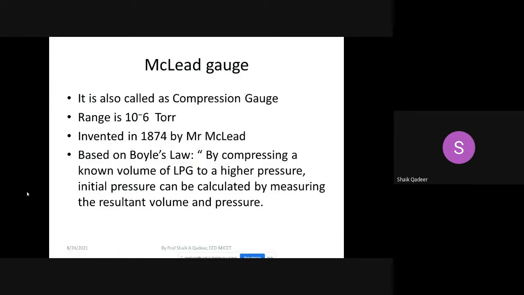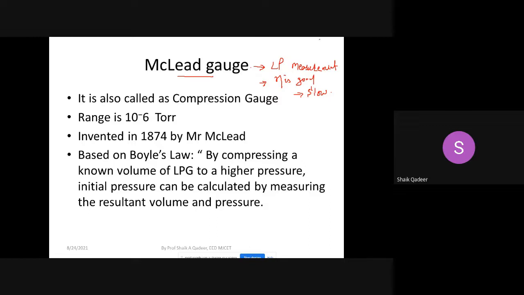This is the last setup in our syllabus to measure low pressure: the Mclead gauge. It is also used for low pressure measurement. It is a slow method of measurement of low pressure, but it is very efficient. Efficiency is good, but the method is slow.